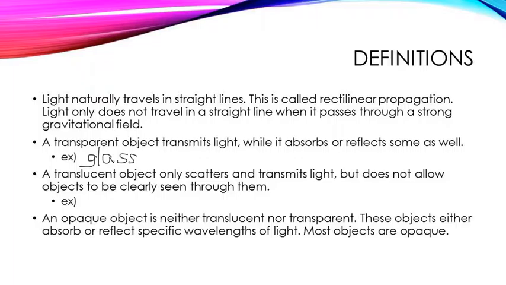Translucent objects will scatter and transmit light, but do not allow the object to be clearly seen through them. So that would be something like paper with oil on it. And the last kind of object is an opaque object, which is neither translucent nor transparent. These objects either absorb or reflect wavelengths of light. Most objects are opaque.